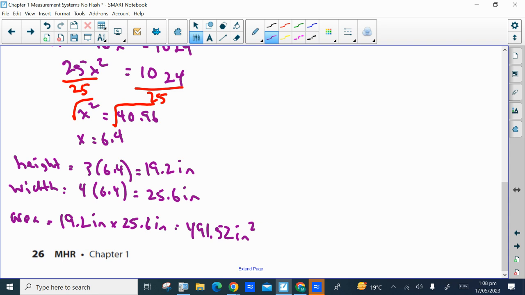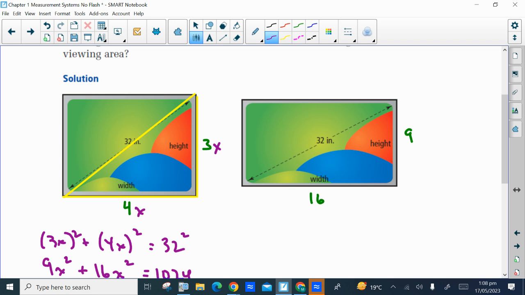And now we need to do the same thing for the second television. Exactly the same process. So the ratio of the sides is 9 to 16. I'll let them both be 9x and 16x, and we'll use the Pythagorean theorem to find out what x is. Again, both TVs have a hypotenuse of 32 inches.